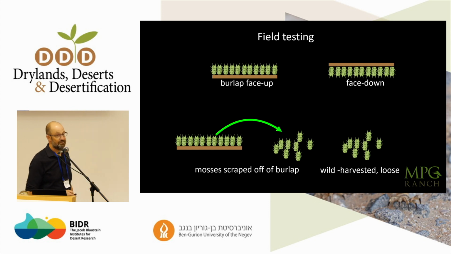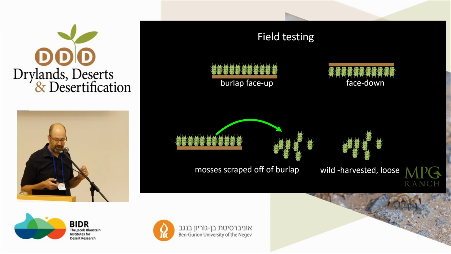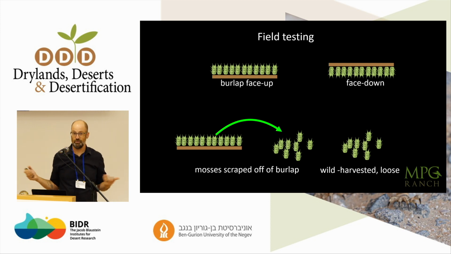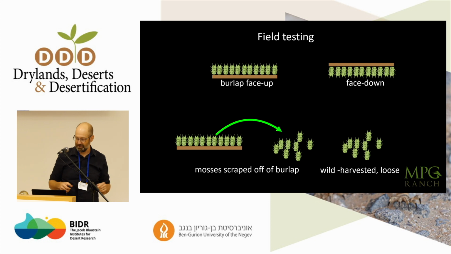So we did a field test of our moss cloth material, and this is growing on burlap, like sackcloth. We took some pieces and applied them to the soil with the moss up. We also applied them with the moss facing down underneath the cloth. To separate out the effect of being attached to cloth, we also scraped some mosses off of cloth and added them loosely. And then for a comparison to what the local moss would do, we gathered some local moss and scattered it loosely in some plots. So this is the comparison we're making here.